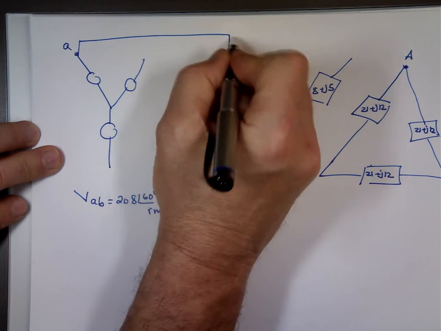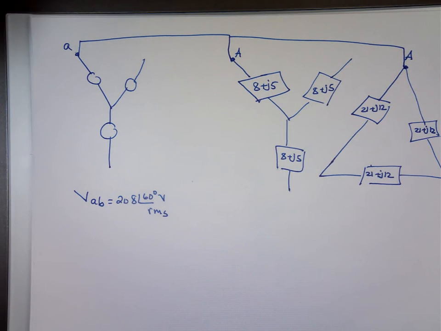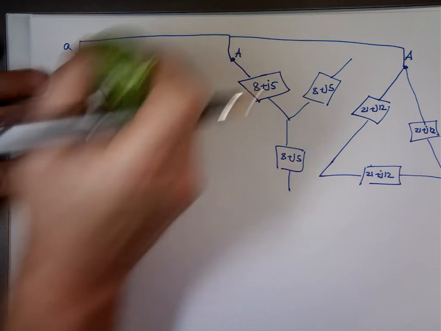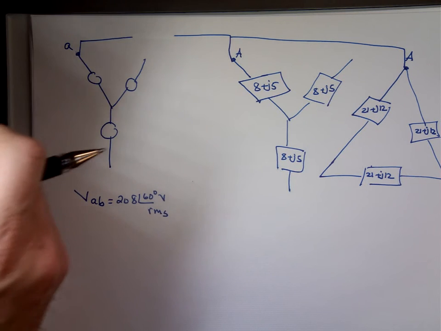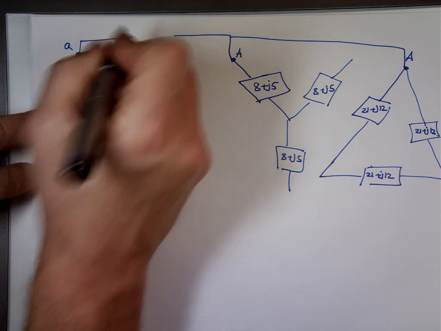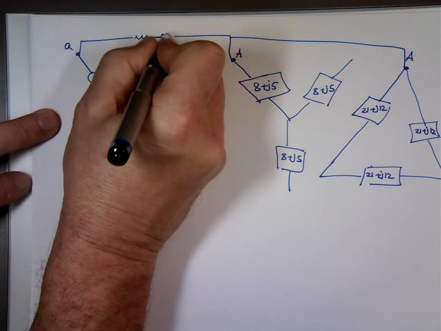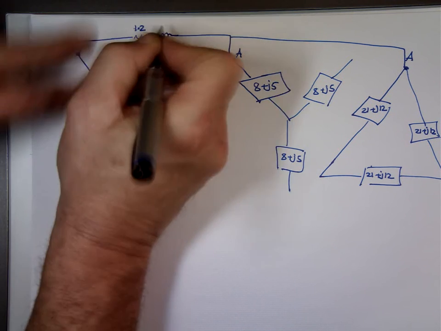Now that creates a problem for us. Can we just change the delta to a Y? Well, that's what we have to do. Yep. And I forgot to add, in addition to that, let's add a line impedance here. A line impedance of 1.2 plus J1. This is 1.2 ohm plus J1.